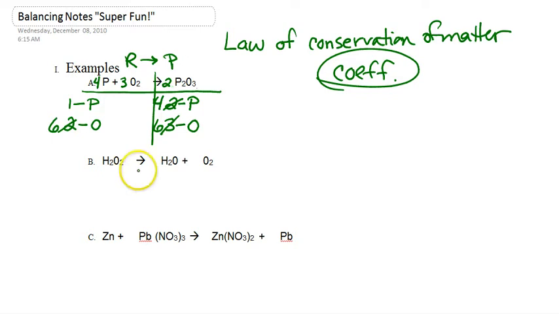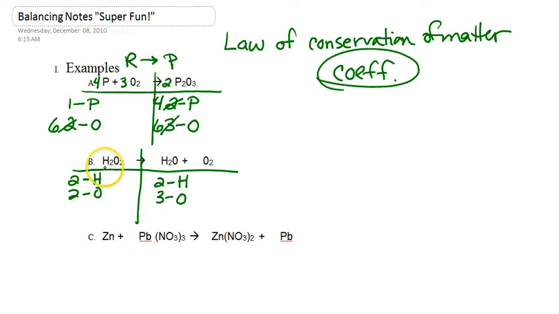Next one. Do your T-chart. Do your chemical inventory. You have 2 hydrogen and 2 oxygen. Over here you have 2 hydrogen and 2 plus 1. Do you see that? You have the 2 plus 1 oxygen on the right. So going through, what should we balance first?